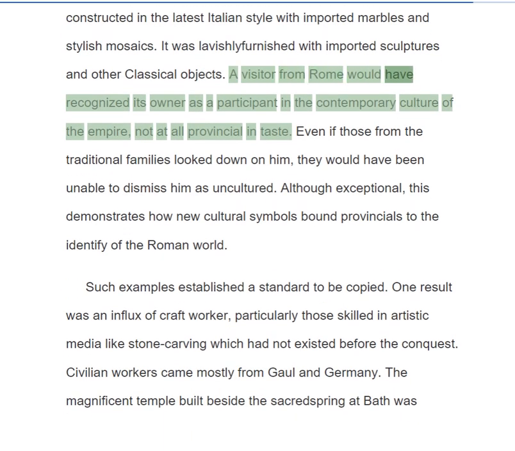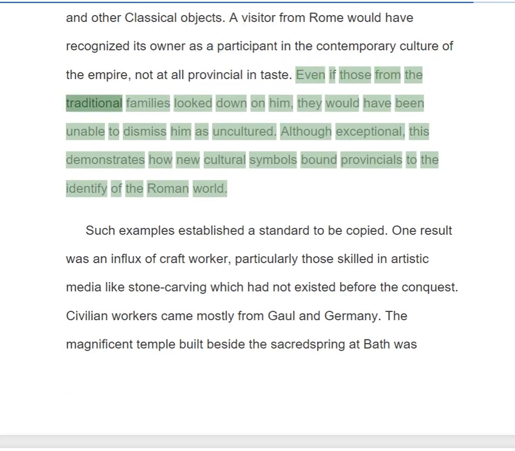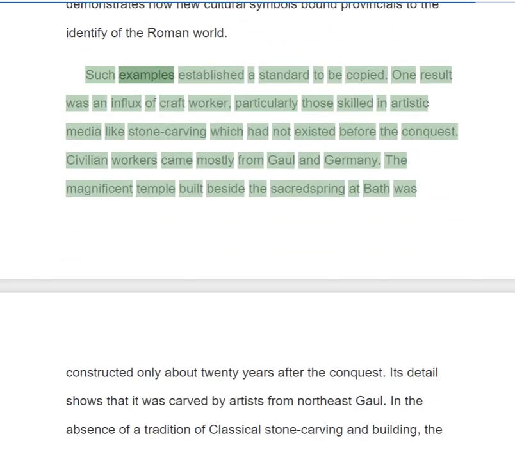A visitor from Rome would have recognized its owner as a participant in the contemporary culture of the empire, not at all provincial in taste. Even if those from the traditional families looked down on him, they would have been unable to dismiss him as uncultured. Although exceptional, this demonstrates how new cultural symbols bound provincials to the identity of the Roman world. Such examples established a standard to be copied.